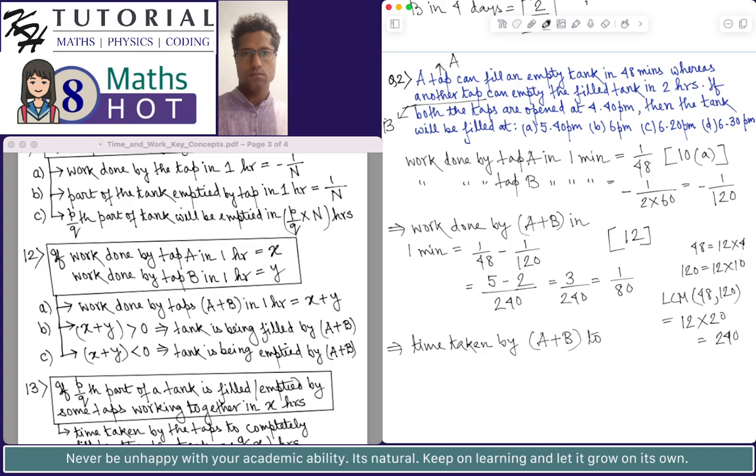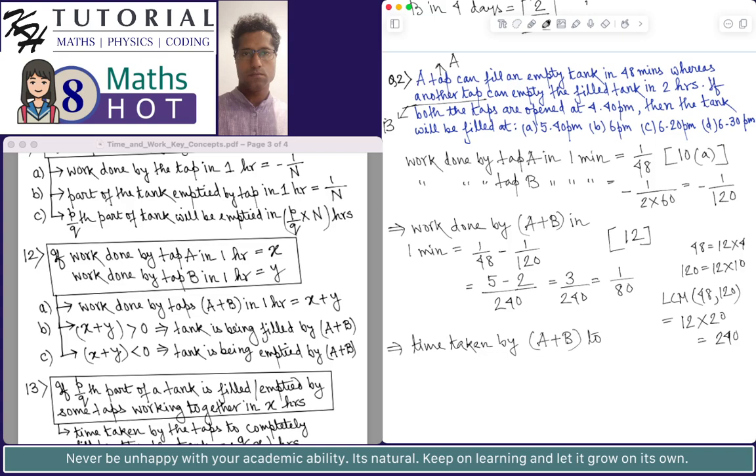This means that when both these taps are open and the tank is empty, per minute the tank will be filled by some water, since the work done is positive. And if the work done by A plus B in 1 minute was negative, that would mean that per minute some water is being emptied from the tank.